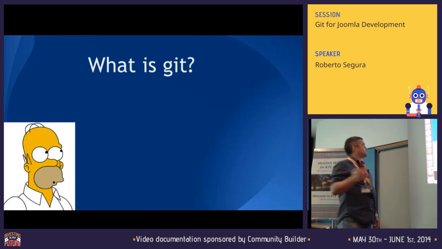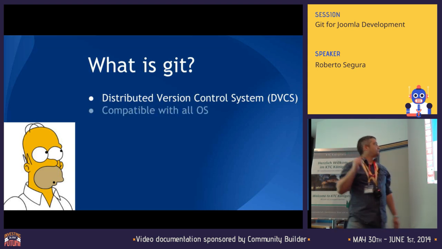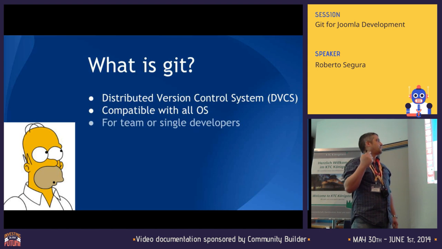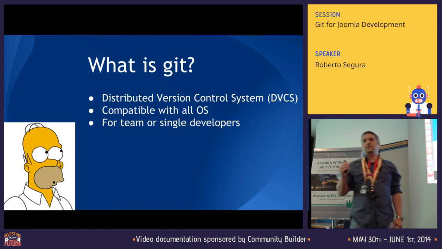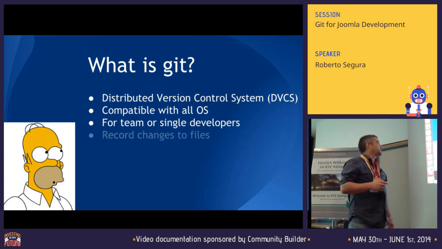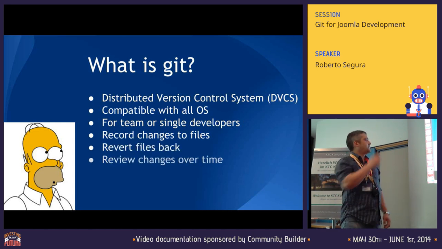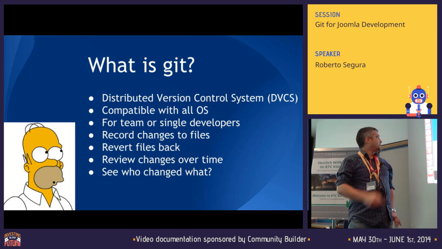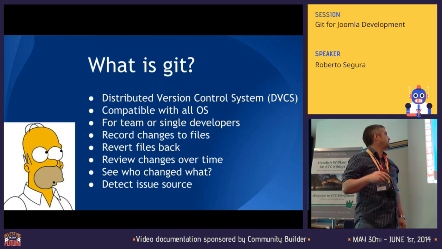So, what is Git? Git is a distributed version control system. It's compatible, I will explain it later, with all the operating systems, for teams or for single developers, to control the version of files and documents. It doesn't have to be source code or PHP or JavaScript. It works for files to write a blog or for anything. It records changes to files, reverts files back, keeping a history, and makes you able to review changes over time. You can see who changed what and quickly detect the issues that have been introduced in your code.